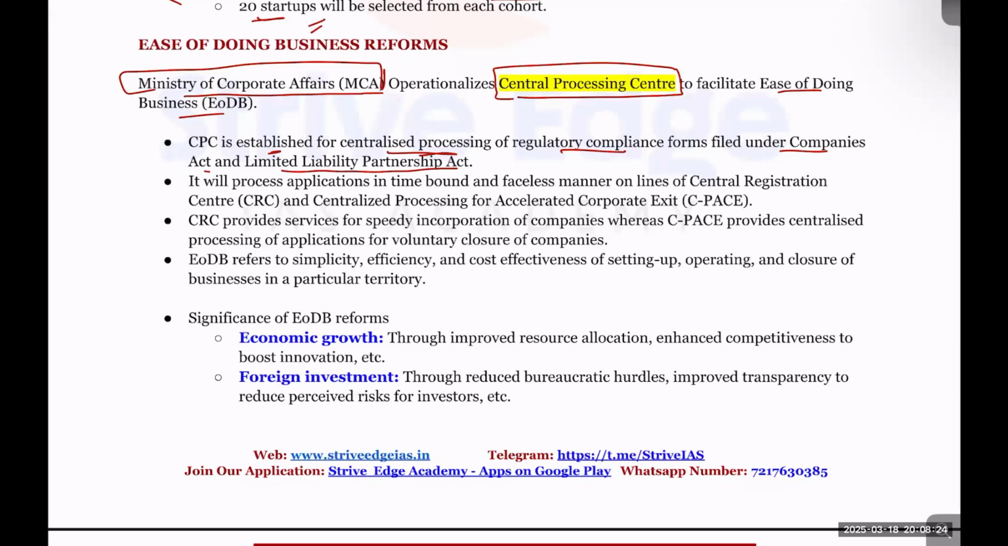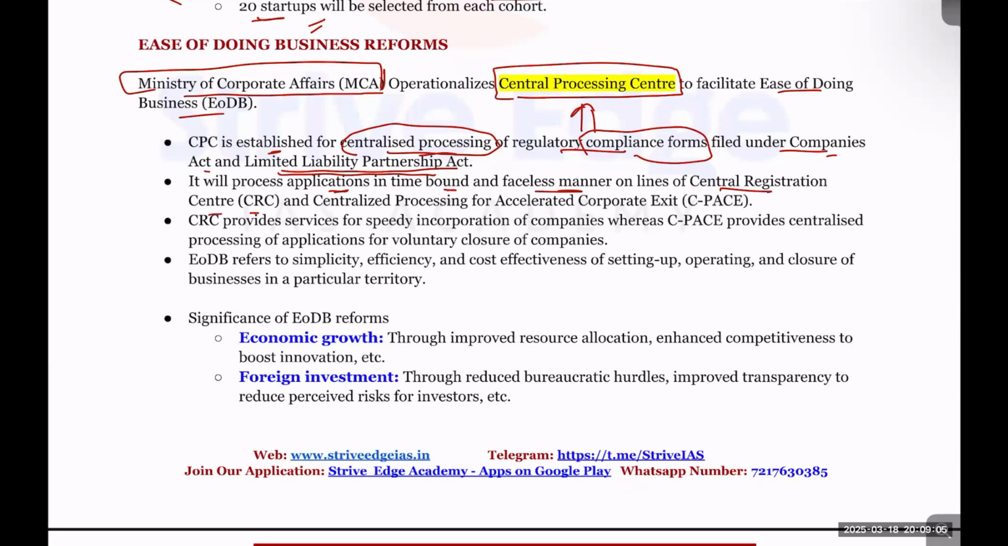So what actually happens is that every time a company is incorporated, they have to fill some compliance forms under the Companies Act as well as the LLP Act. In order to decrease the time and compliance cost for the companies, this central processing center has been launched, and it will ensure centralized processing. It will process the applications in a time-bound and faceless manner, so it will increase the efficiency of this program.